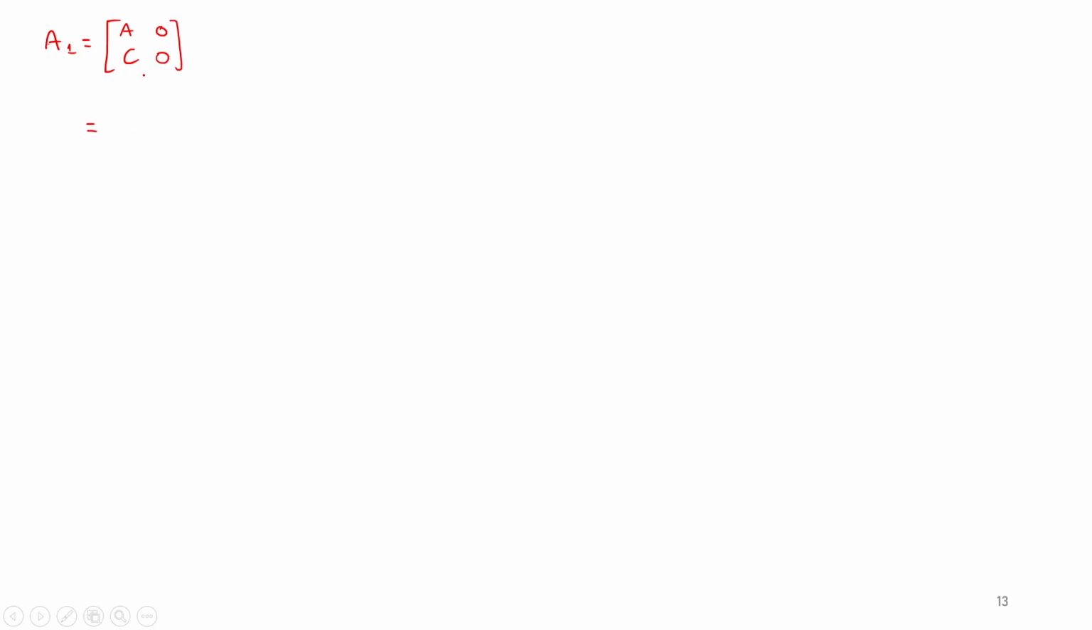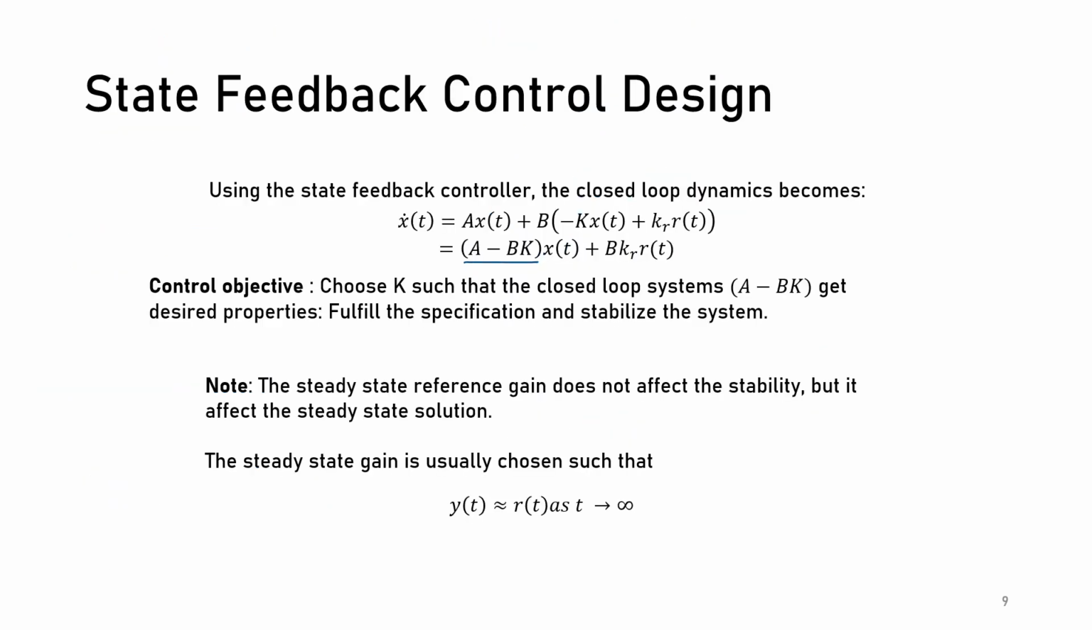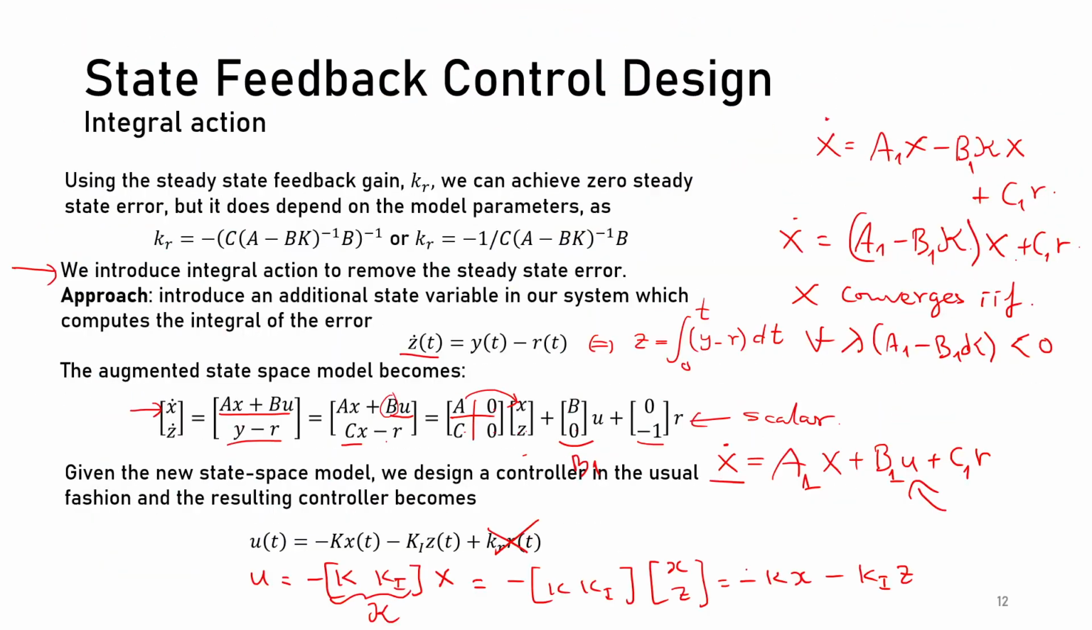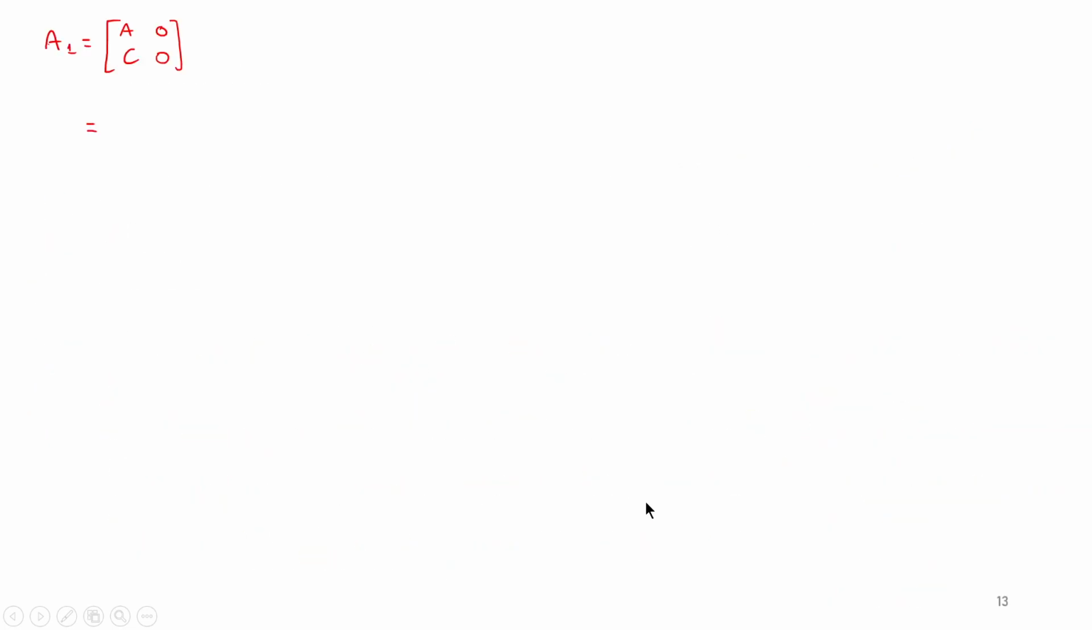So A equals, what? Let me go back. Where is A? Yeah, here. Okay, can't remember it now. So we have 0 0 V0 0 like this, and then C is 1 0, and then we have 0 0 0, not of 0, right?